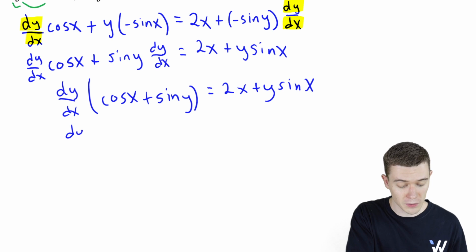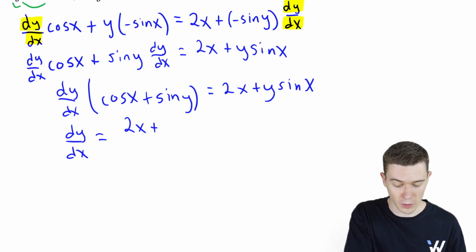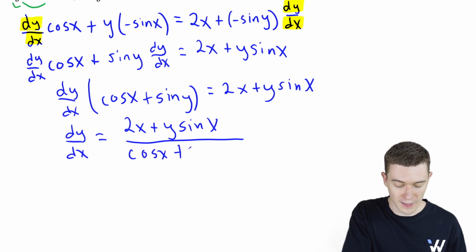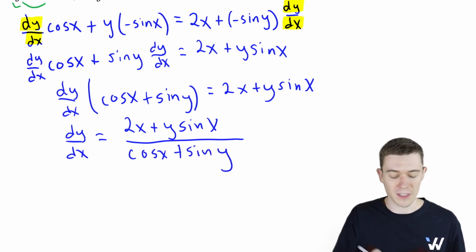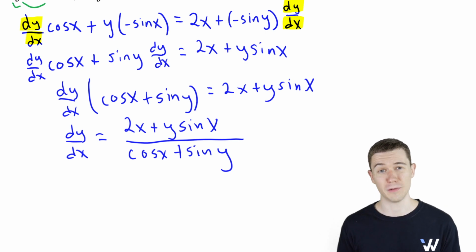And oftentimes you'll see this. These implicit derivative answers are going to look like a fraction, and there's probably going to be a lot going on. It's just the right-hand side all over the left-hand side. And I think we found this derivative using implicit differentiation.